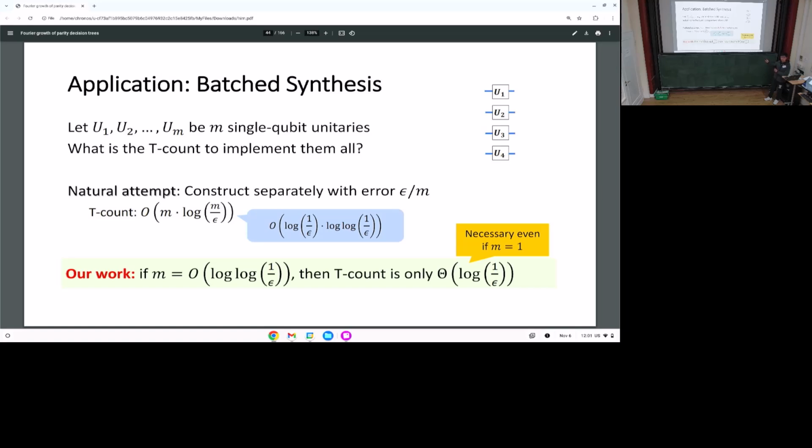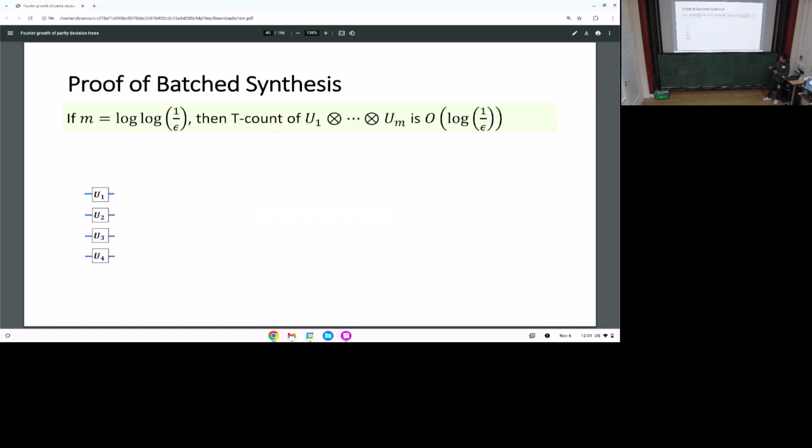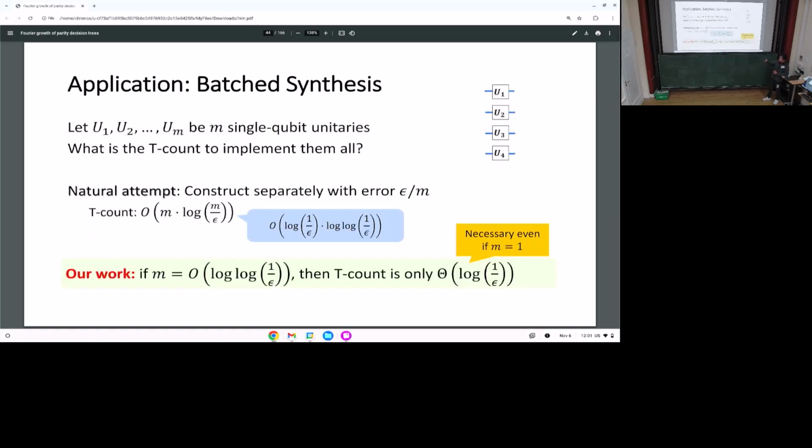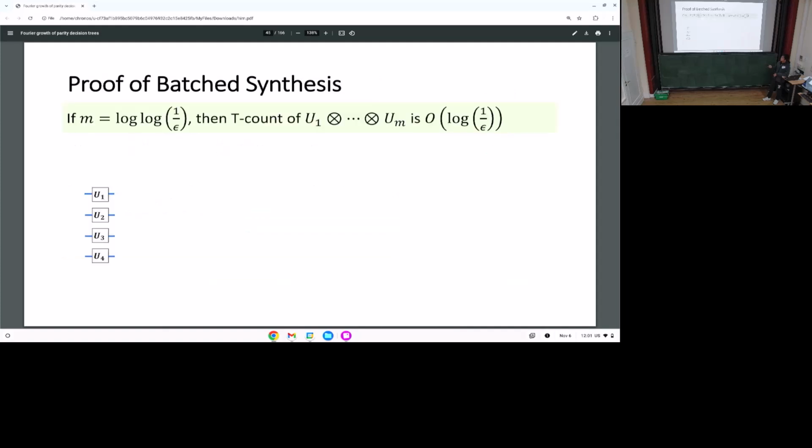Okay, the next test. So this is called batch synthesis, where you aim to implement different single-qubit unitaries. And it's natural to ask, what if I just want them to be the same? And it turns out I will show that this one can be improved. But before that, let me prove to you why this is true. It's simple enough to be proved in just one slide.